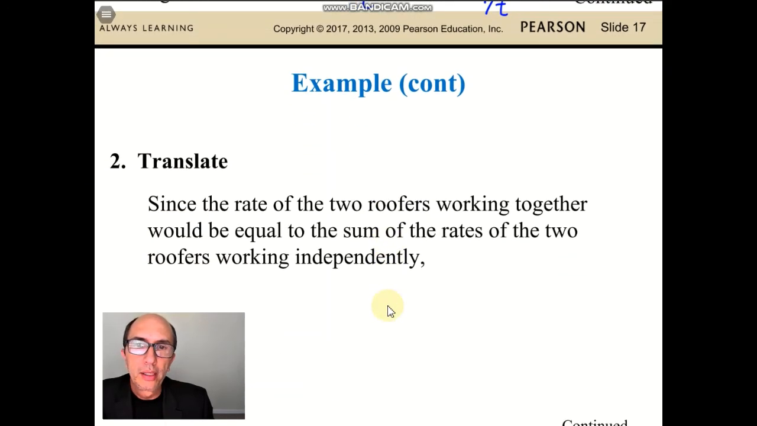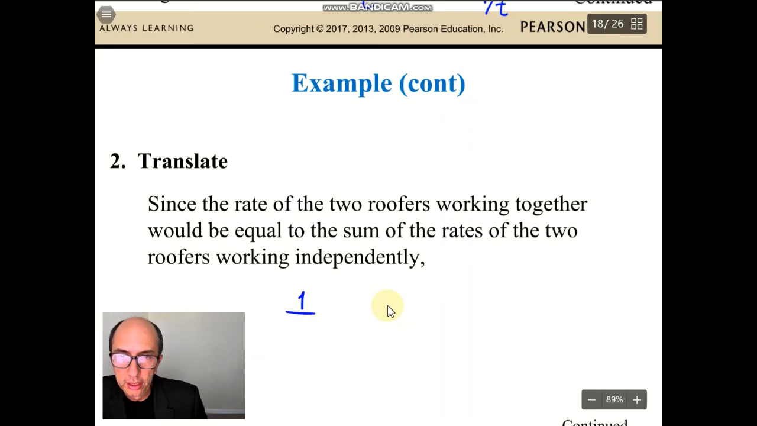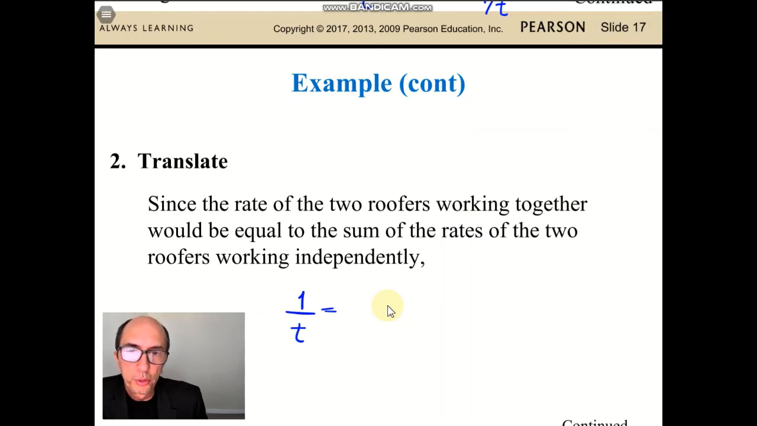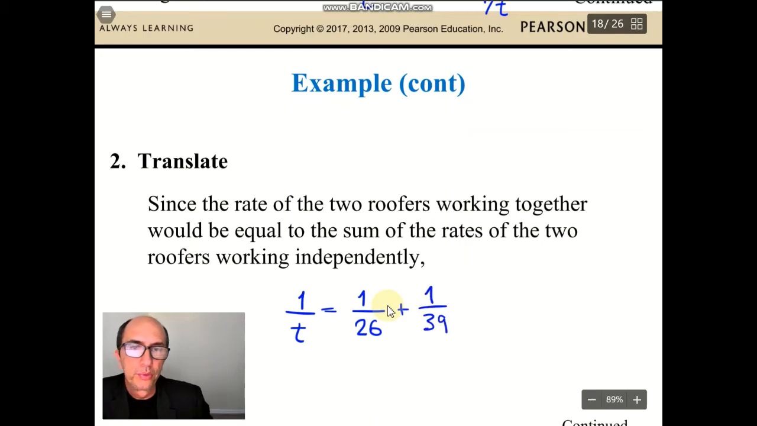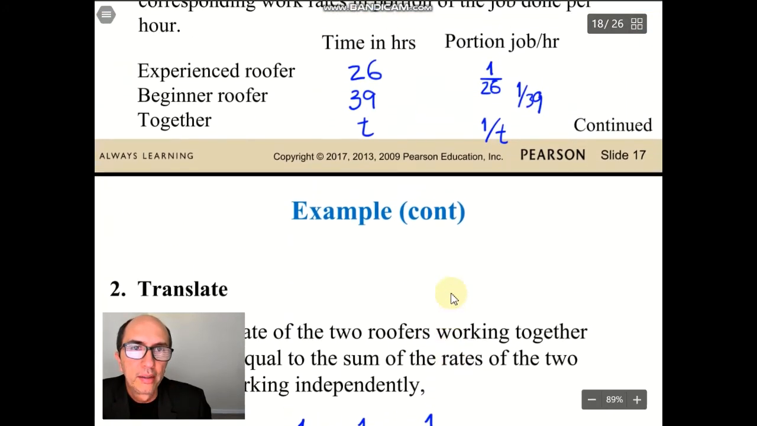Since we have the rate of the two roofers working together, the rate of them working together, which is 1 over T, is equal to the sum of the rates. So if you put them together to work, one is going to work in 1 hour 1 over 26, the experienced one, and the other one is going to work 1 over 39 of the roof in 1 hour, each hour, okay?